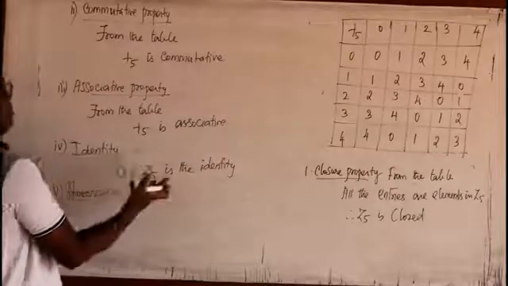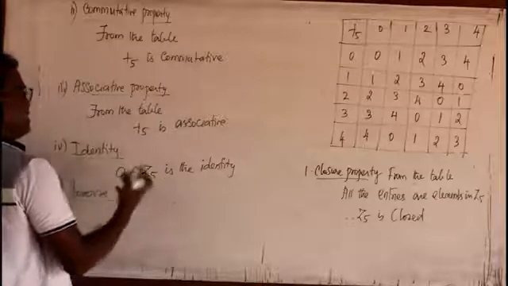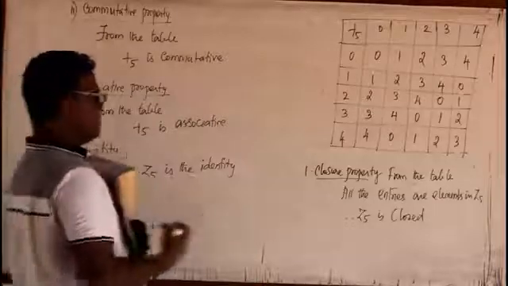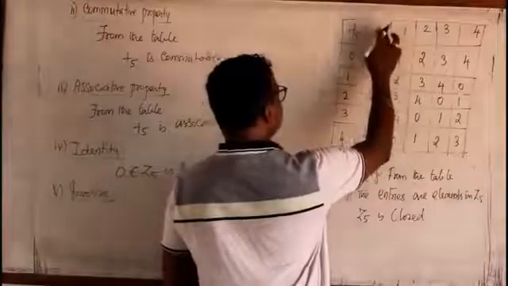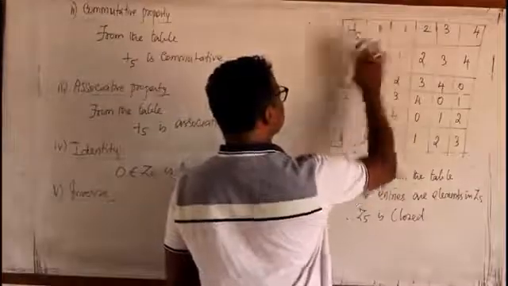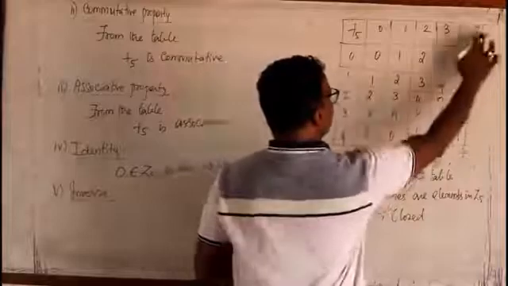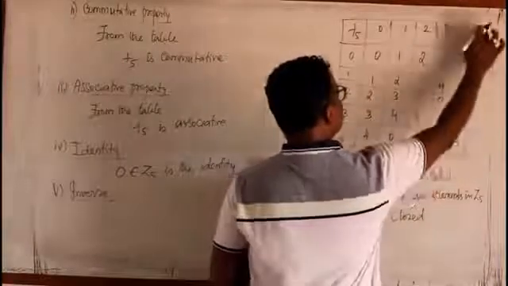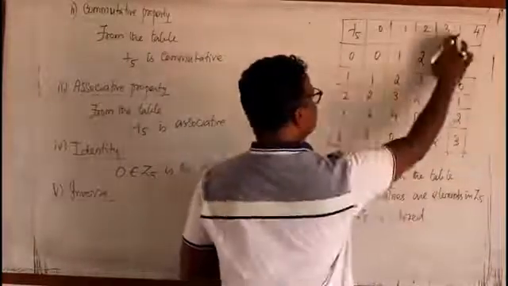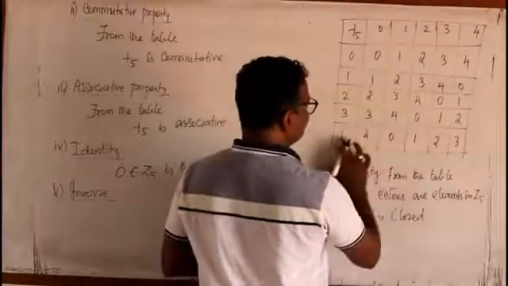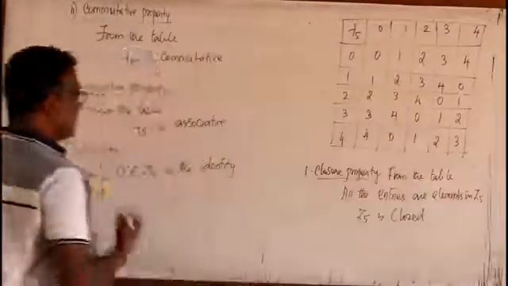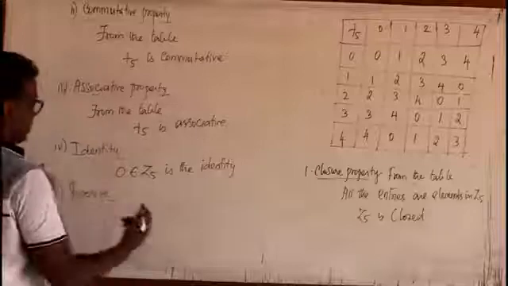Now, inverse element. Whenever I operate two elements and get the identity as the answer, then that is the inverse. So when 0 is added with 0, I am getting 0. So 0's inverse is 0. 1 plus 4 is 0, so 1's inverse is 4. 2's inverse is 3. 3's inverse is 2. And 4's inverse is 1. Because in all those additions I am getting the result as 0.